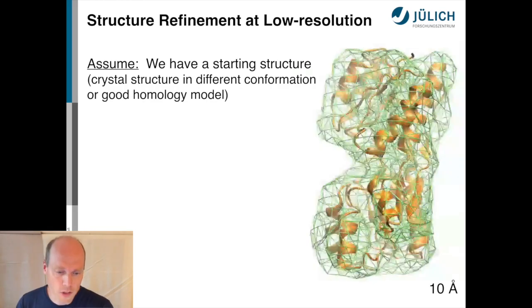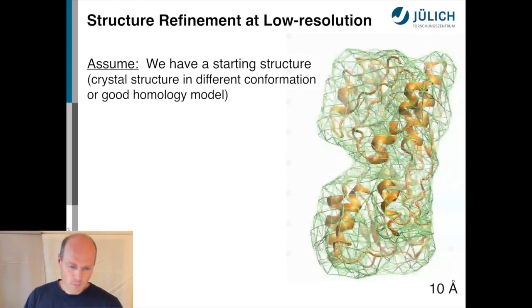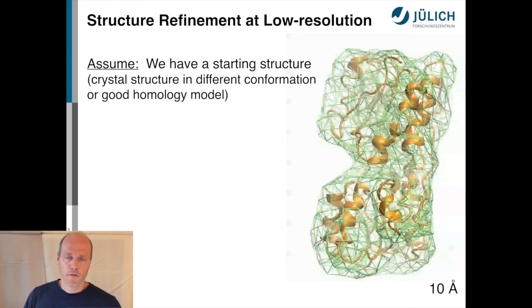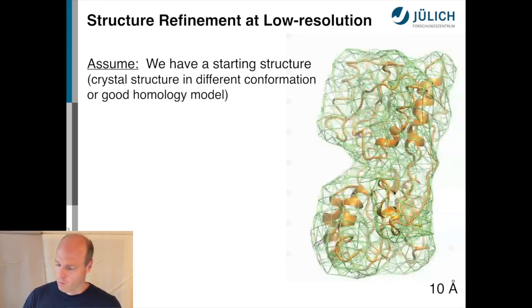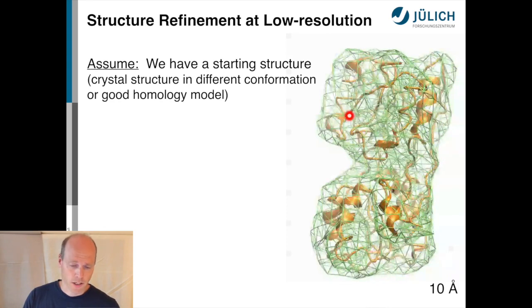But the problem is, if you do this by just regular refinement approaches, you will see that a lot of the internal structure that you had initially, like all the secondary structure, like the helices and some beta sheets, are basically gone. They're broken because the 10 angstrom density map doesn't tell you anything about the hydrogen bonds. So that's of course a problem.